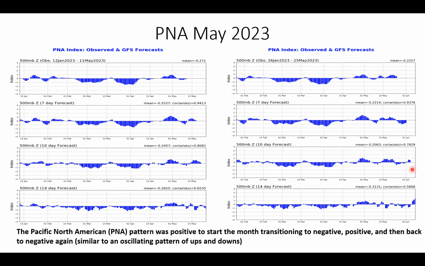So let's take a look here. This is the 25th of May for the PNA, showing again a positive start to the PNA in the month of May 2023, going negative by the second week of May, coming back positive by the middle part of the month, and then dropping back negative again by the end of the month.